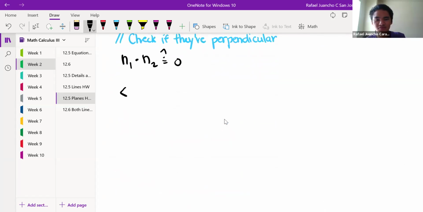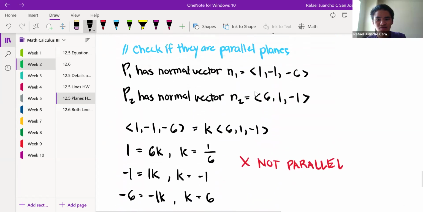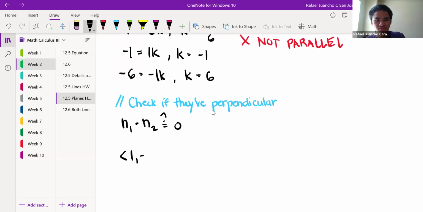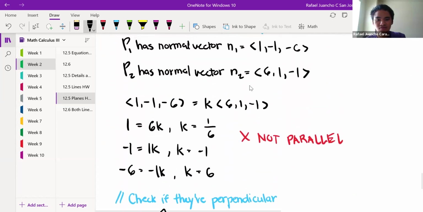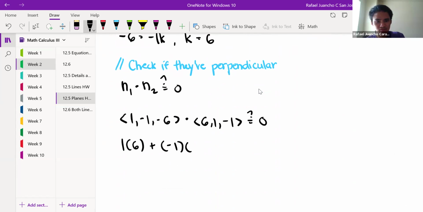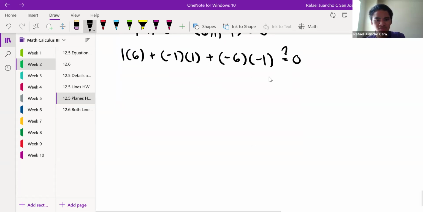And now we're going to do the same thing. So n1 has 1, -1, -6. We're just writing that out. And then n2 has 6, 1, -1. Is this equal to 0? We're just going to do the dot product like so, and add it. Is that equal to 0? We have 6 minus 1 plus 6.